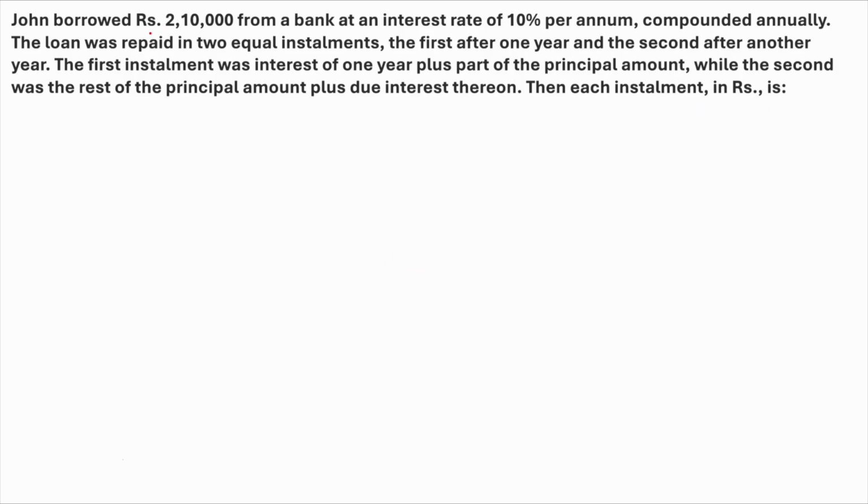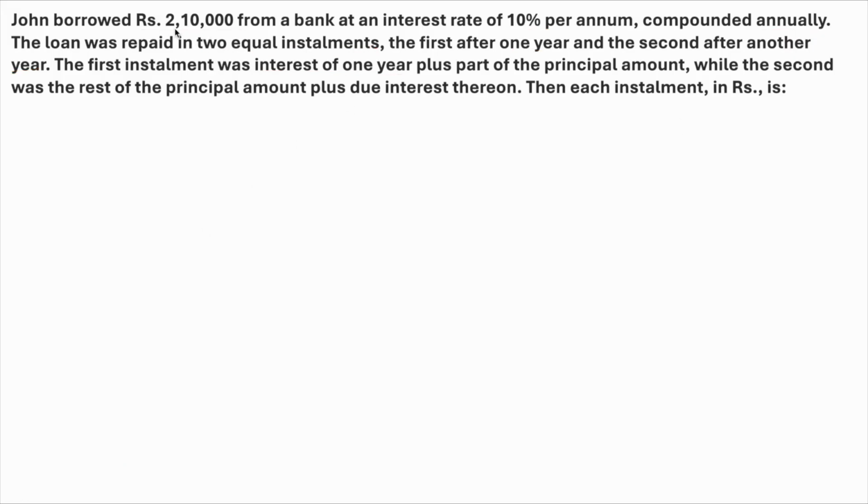So John borrowed rupees 2,10,000 from a bank at an interest rate of 10% per annum, compounded annually. The loan was repaid in two equal installments, the first after 1 year and the second after another year. The first installment was interest of 1 year plus part of the principal amount, while the second was the rest of the principal amount plus due interest thereon. Then each installment in rupees is.